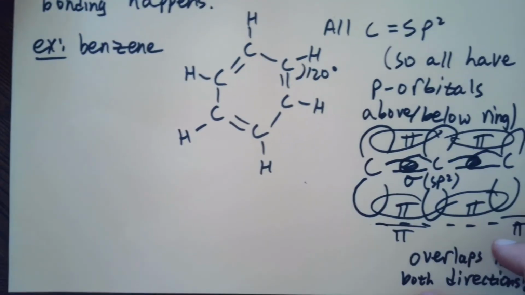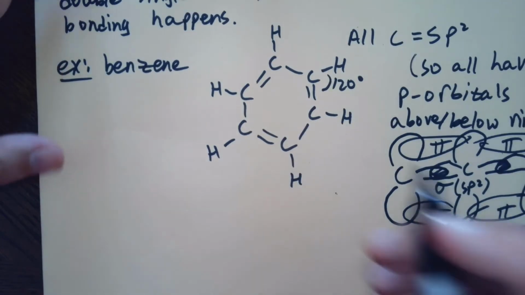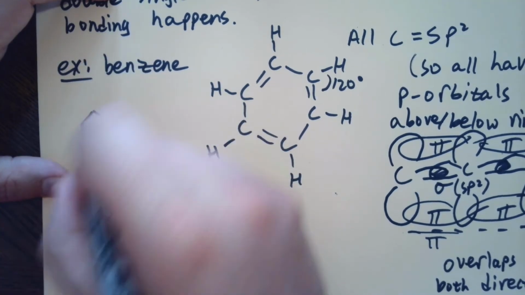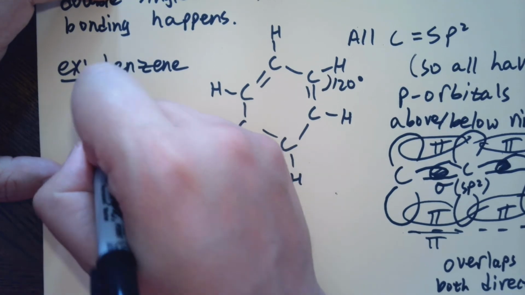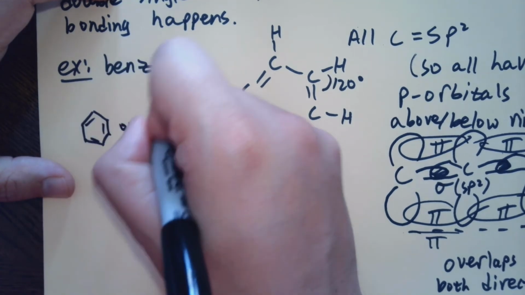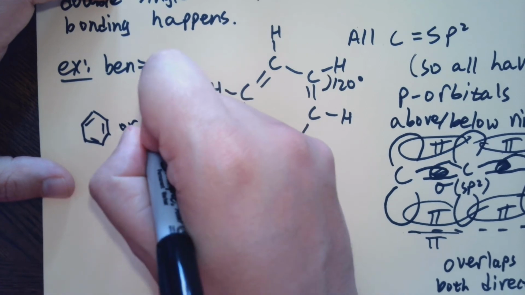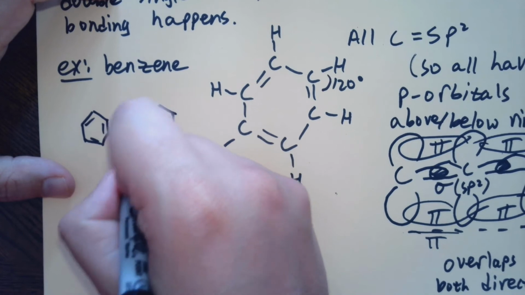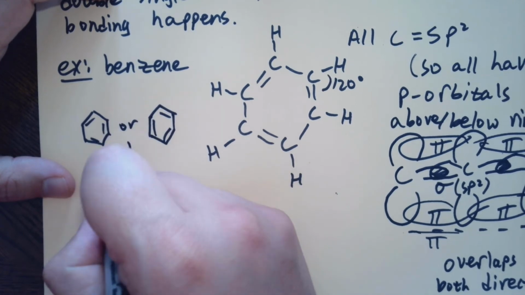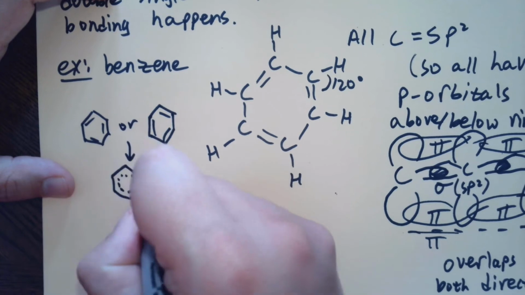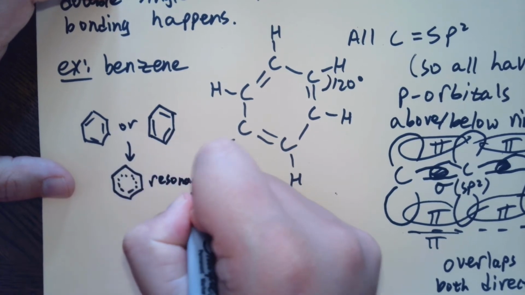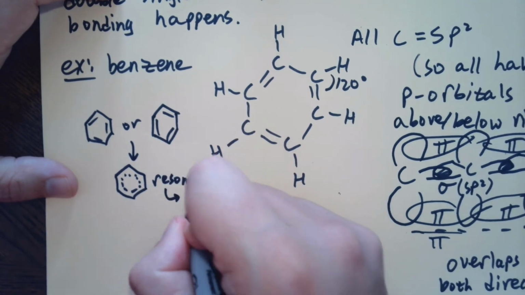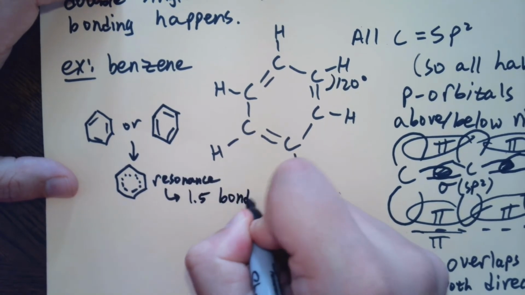And so what we have is, first off, we have a resonance, right? We can have a ring like the one I just drew, or we can have a ring where I move all my double bonds one spot. And so that means I don't have double and single bonds. I have basically like 1.5 bonds. I have somewhere in the middle.